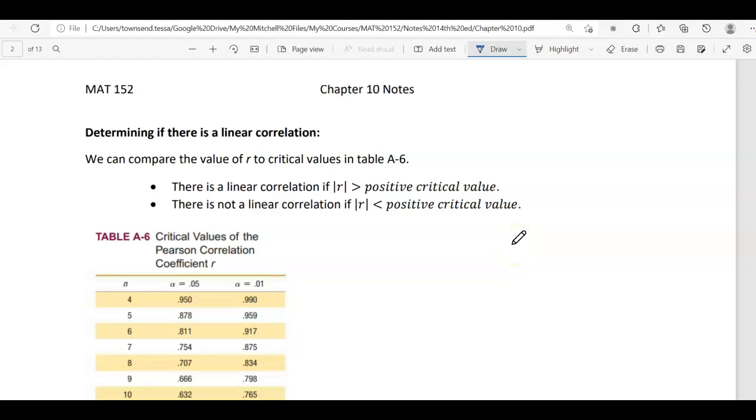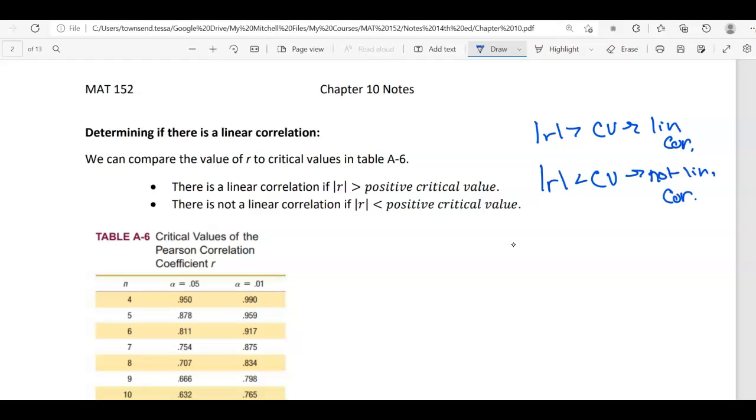So it's a real simple comparison. We're going to look at the absolute value of r. And the reason we're looking at the absolute value is because we want to compare positive numbers to positive numbers. So if the absolute value of r is greater than the critical value from the chart, then we say there's a correlation. If it is less than, which means that critical value is larger than whatever the r value is, then there is not a linear correlation.